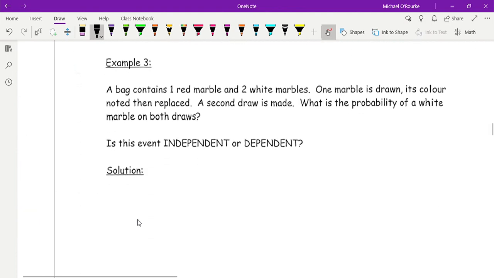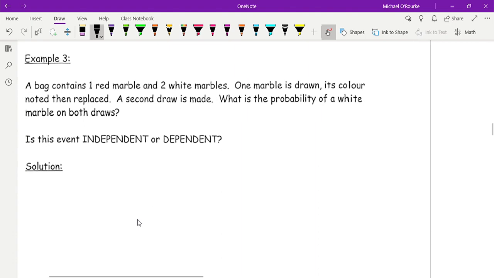All right, let's go to this one. A bag contains 1 red marble and 2 white marbles. 1 marble is drawn, its color noted, and then replaced. A second draw is made. What's the probability you'll get a white marble both times? Okay, independent or dependent? We're taking it out, we're looking at it, we're putting it back in, then we're taking it out again.